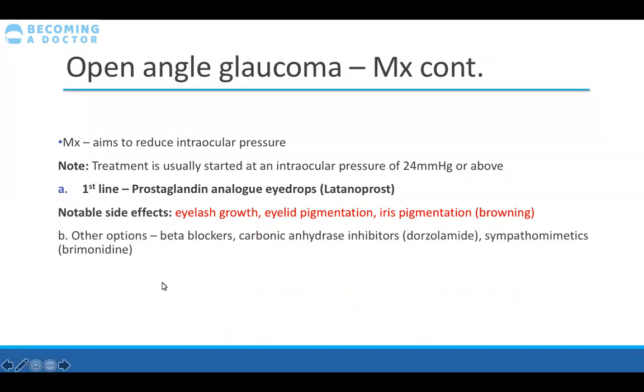Other options, you have a whole host of other things you can try. All of them aim to reduce the intraocular pressure. But essentially, if your prostaglandin eye drops don't work, the next step would be to go for surgery. In a trabeculectomy, you're aiming to relieve the pressure in the eye, and that's essentially what the surgery does.